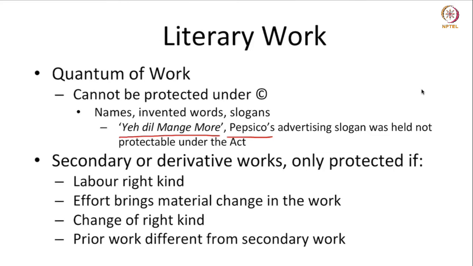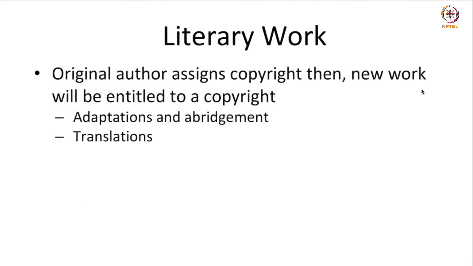Secondary or derivative works can also be protected. They can be protected only if it involves the right kind of labor. It should be of such a nature that the effort brings a material change in the work. So the work should get changed based on the effort. The change should be of the right kind, and the prior work should be different from the secondary work. The secondary work should be distinct and different from the earlier work. When the author assigns the copyright to another person, the new work will be entitled to a copyright as well.